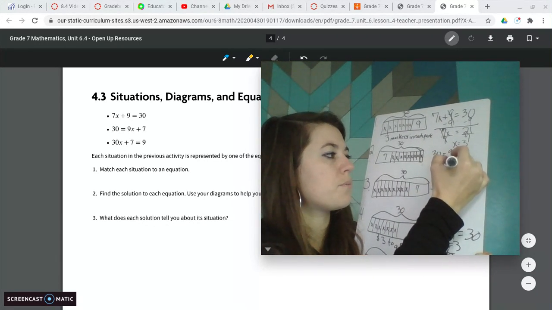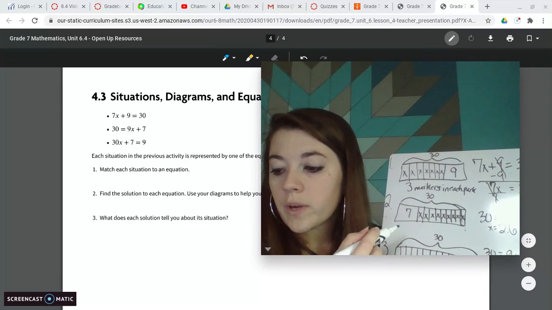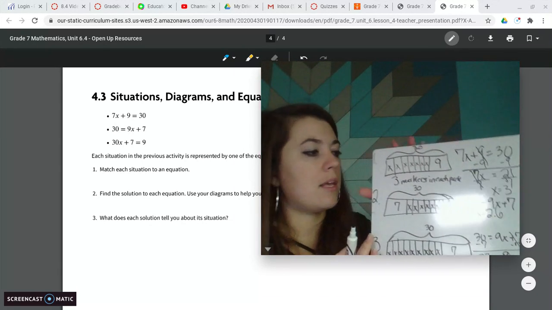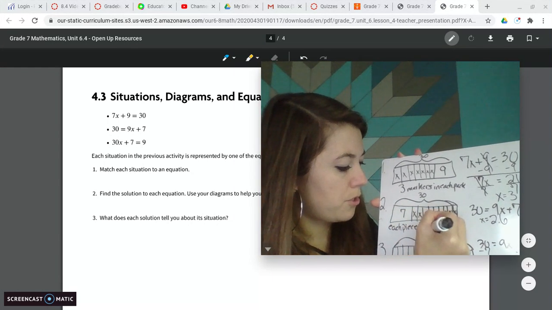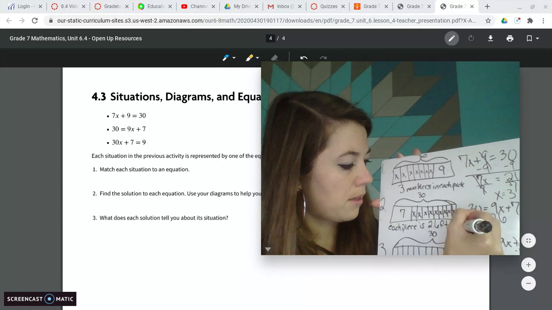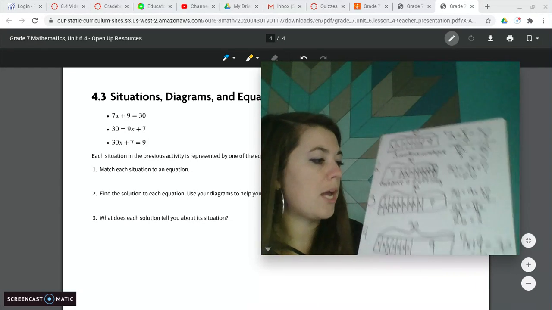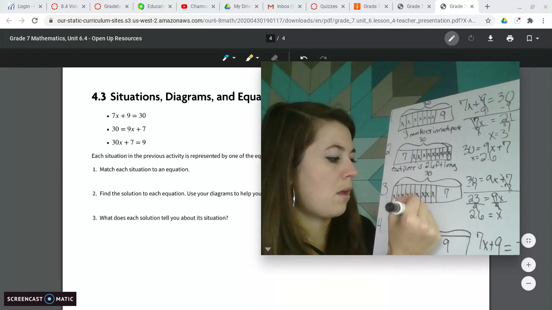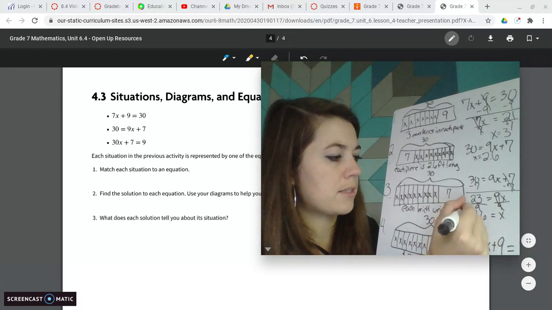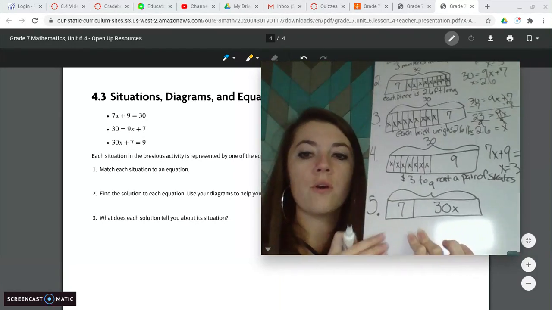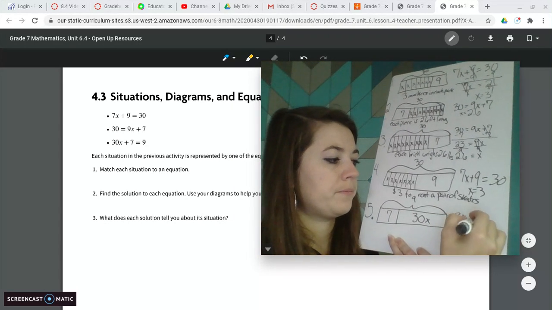So x equals 2.6. Now, in terms of the first situation here, this one represents each of the 9 pieces, so each piece is 2.6 feet long. In the other situation, it was about the bricks, remember? So each brick weighs 2.6 pounds. And so the last one, 30x plus 7 equals 9. That would be this tape diagram right here.